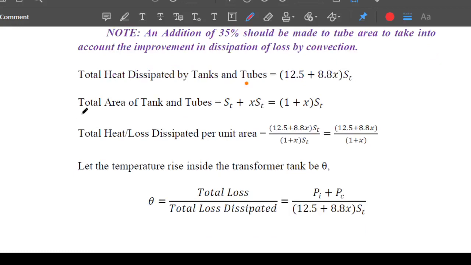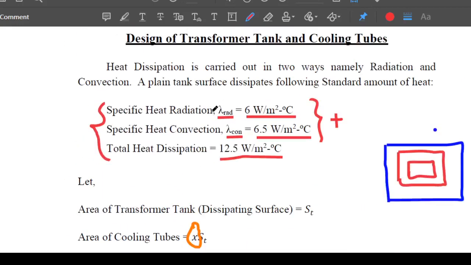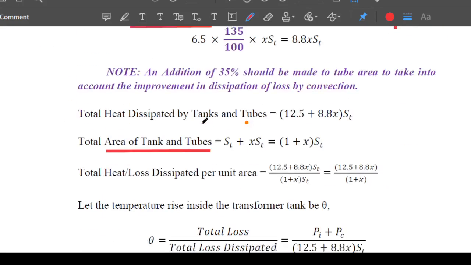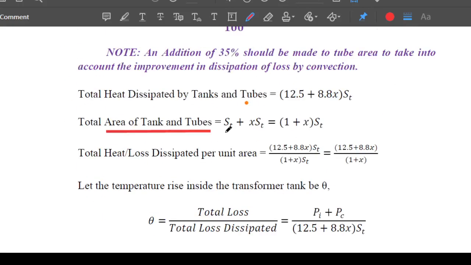Next, what is the total area of the tank and tubes? We know the area of the tank is ST, and the area of the tubes is X into ST. So the total area of the tank and tubes means you have to add these two. It is ST plus X into ST, that is equal to 1 plus X into ST. Okay. So for the total heat dissipated per unit area you have to divide these two. Divide these two, we'll get this answer.